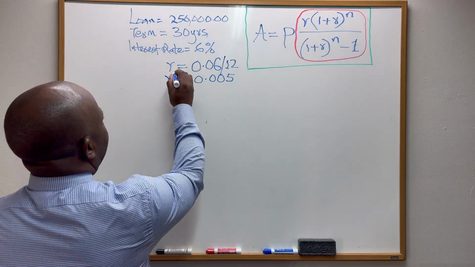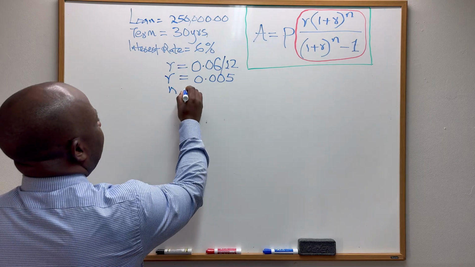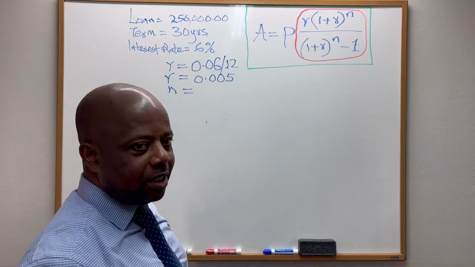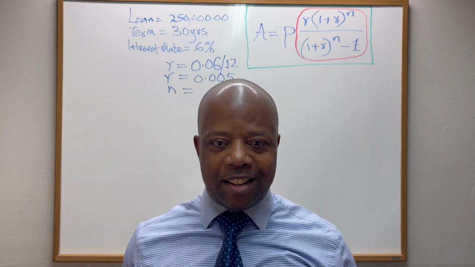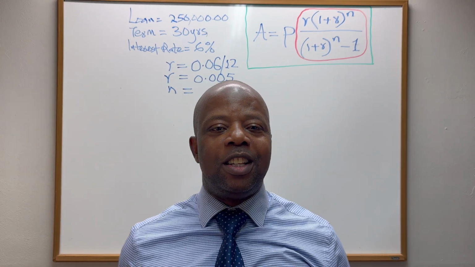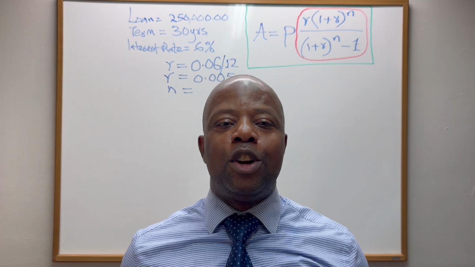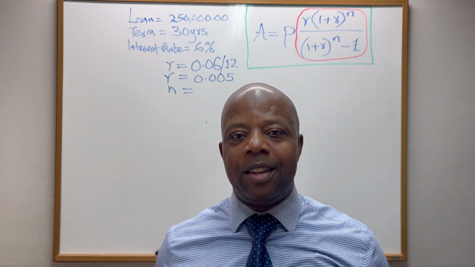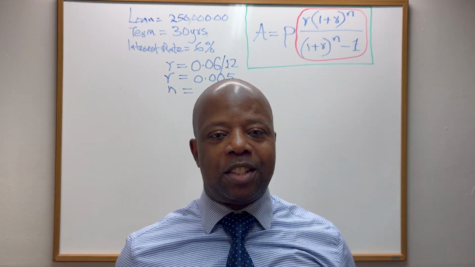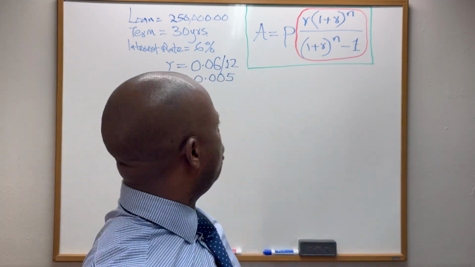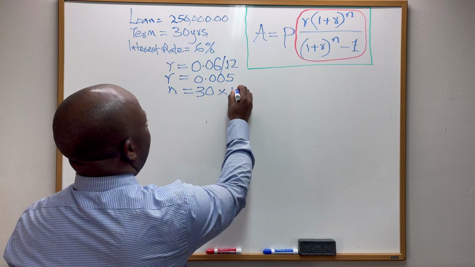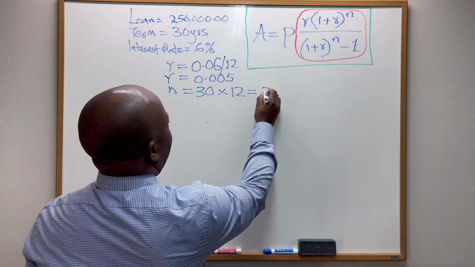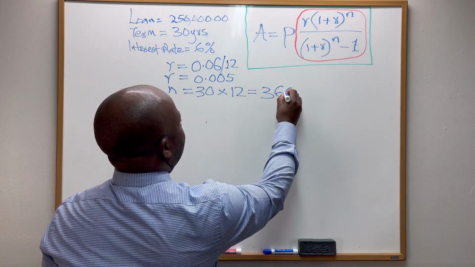Now, n is the number of payments. In this case, the term of the loan is 30 years. And because the payment is going to be done every month, the number of periods, the number of payments, will be 30 times 12. And this is 360.